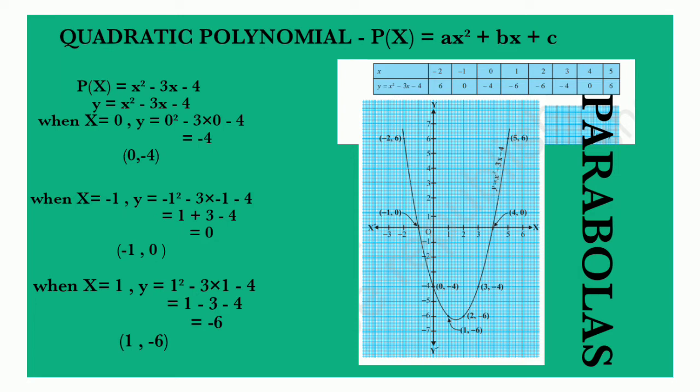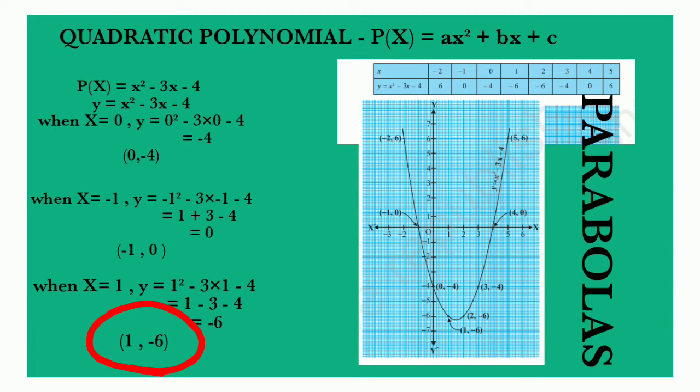Then again I am taking another x equal to 1. So what happened? y equal to 1 square minus 3 into 1 minus 4. 1 square is equal to 1, minus 3 into 1 is 3, minus 4. So 1 minus 7 is equal to minus 6. So the third coordinate is 1 comma minus 6.